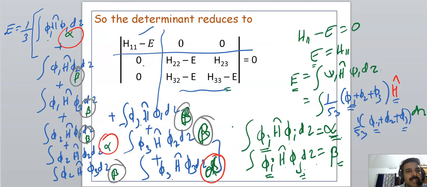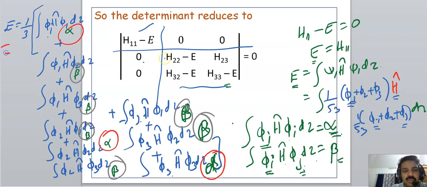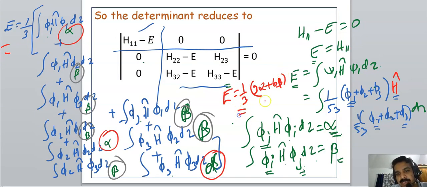So we get the equation: energy is equal to 1 by 3 into 3 alpha plus 6 beta. That is equal to alpha plus 2 beta, since we can take 3 outside and 3 by 3 cancels. And that is the energy of psi 1.